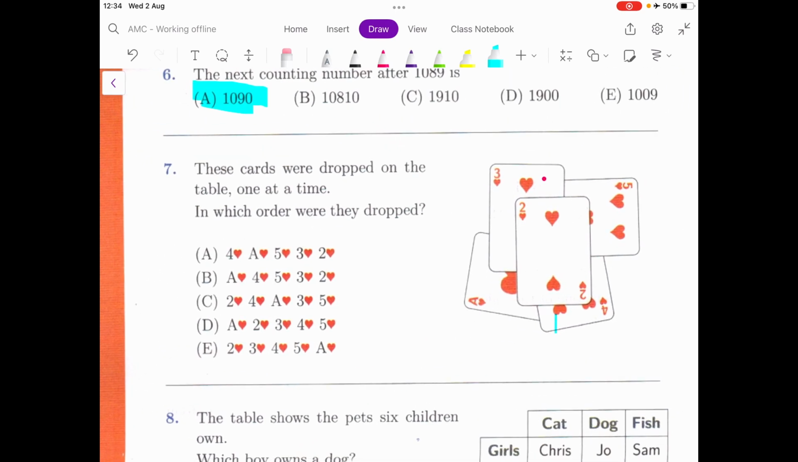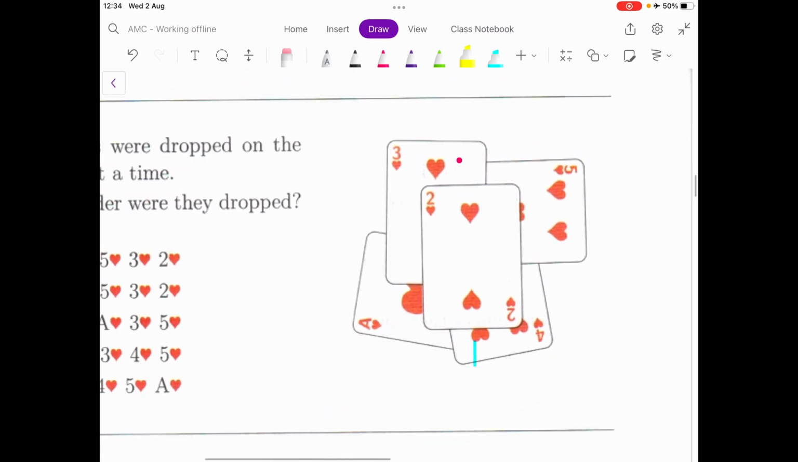Question number 7. These cards were dropped on the table one at a time. In which order were they dropped? Now this is more of a visualization question, so you have to look on. There are many sequences given, so you can try to think about all the sequences, or you can just look at the pile closely and see that 2 of hearts is on the top, and which card is at the bottom of the pile? Now if you look at all of the cards, you will see that ace of hearts is at the bottom because there's no card underneath it.